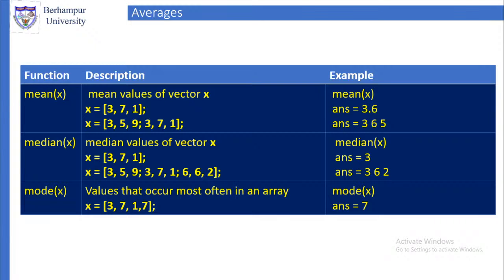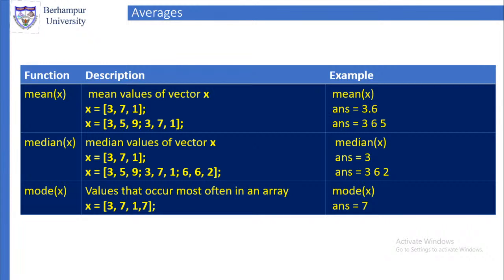And then median. The median gives you the median value of vector x. For example, x is equal to 371. The answer will be 3. Now, how do you find the median? If you have already read statistics, you already know this. Otherwise, let me explain it. The first step is to arrange the numbers in numerical order. The second is to count how many numbers you have.